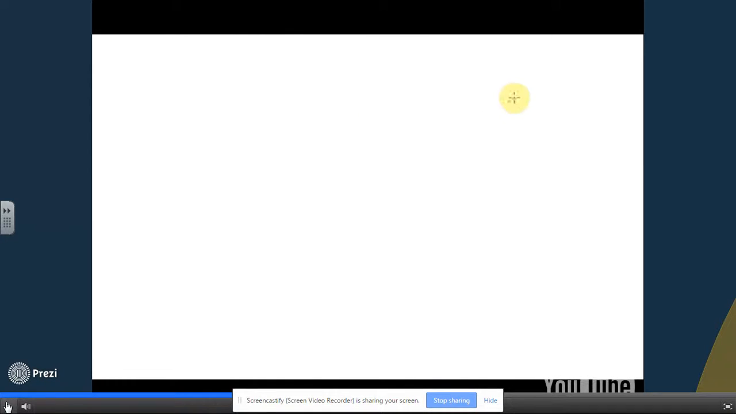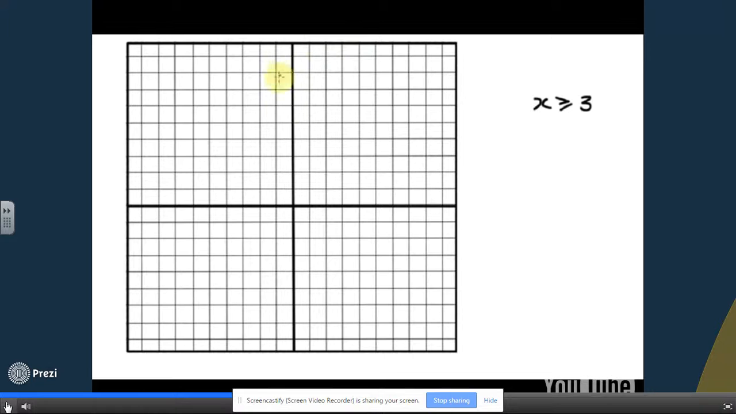So the next one I'm going to do is I'm going to graph x greater than or equal to 3. And we're going to pull up the grid again. So this time on the x-axis, I'm going to locate positive 3. 1, 2, 3. And this time the line, it says here, is greater than or equal to. I'm actually going to get a line tool here to make a better job of it. And there's the line.